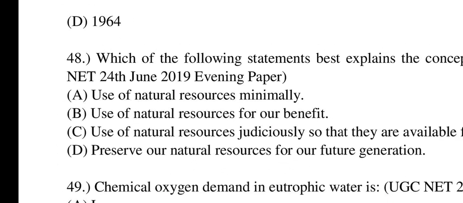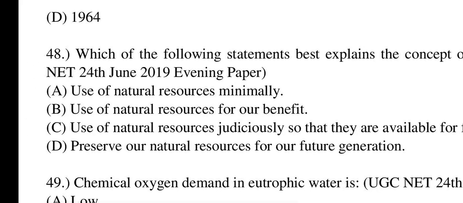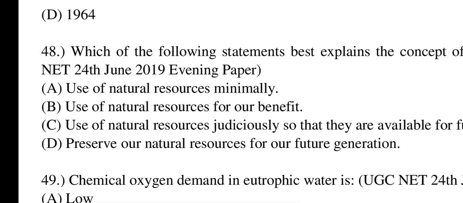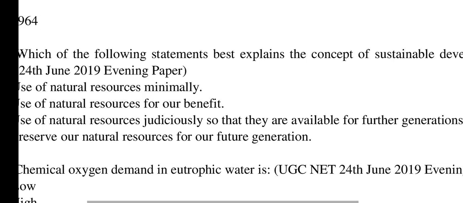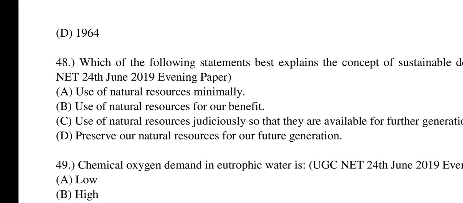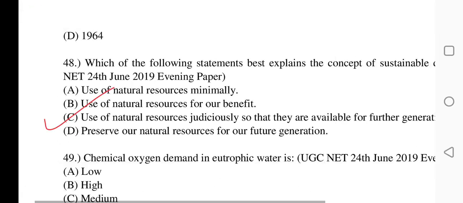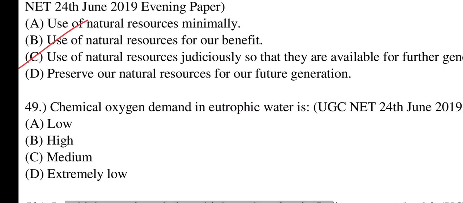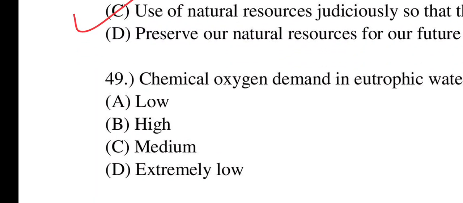48. Which of the following statements best explains the concept of sustainable development? A, B, C, D: use of natural resources minimally, use of natural resources for our benefit, use of natural resources judiciously so that they are available for further generations, preserve our natural resources for our future generation. 48, number C will be correct. 49 is saying chemical oxygen demand in eutrophic water is what? A, B, C, D: low, high, medium, extremely low. 49, number B will be correct, high.